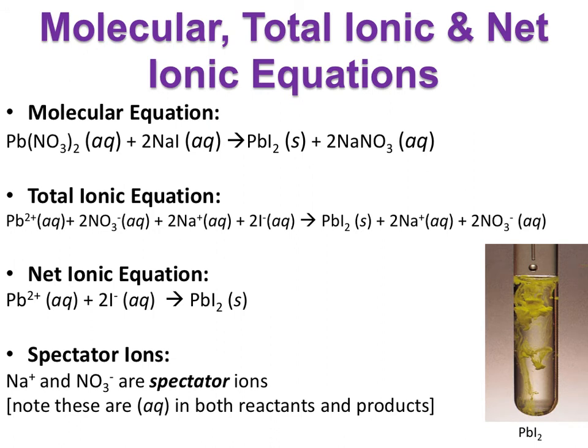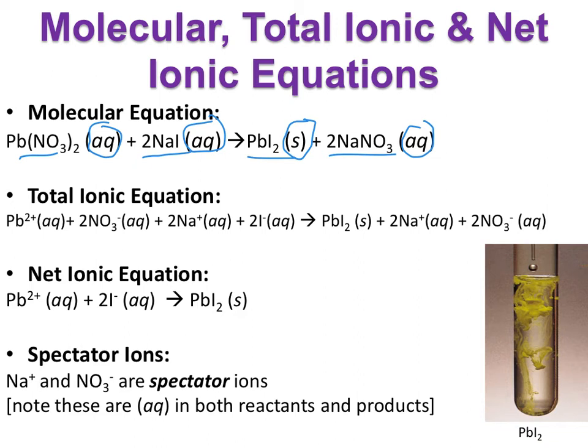The reaction on this slide is lead-2 nitrate reacting with sodium iodide to make lead-2 iodide and sodium nitrate. The molecular equation shows all reactants and all products in their molecular form. Lead-2 nitrate, sodium iodide, and sodium nitrate are all soluble in water and therefore have an aqueous state designation. Lead-2 iodide is insoluble, thus it is in the solid (s) state.